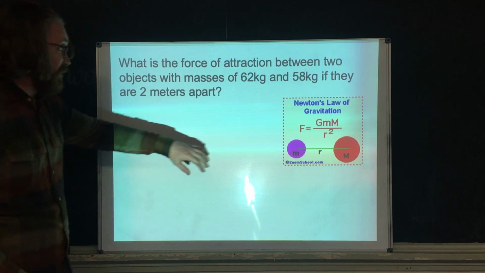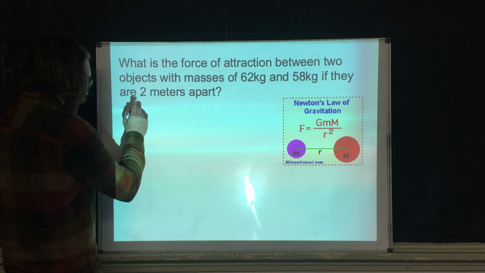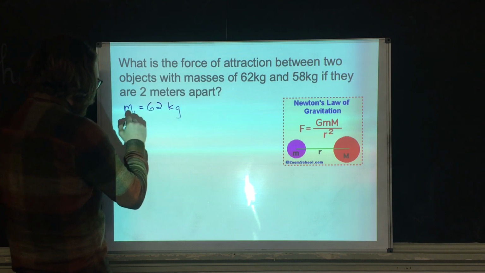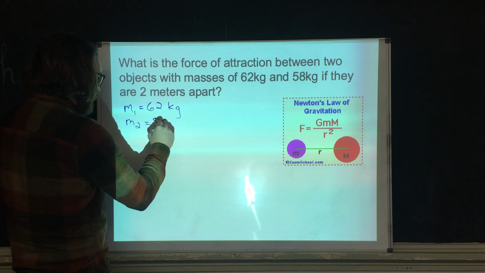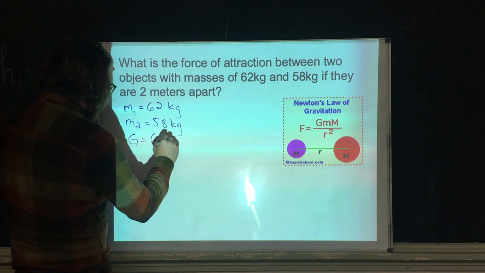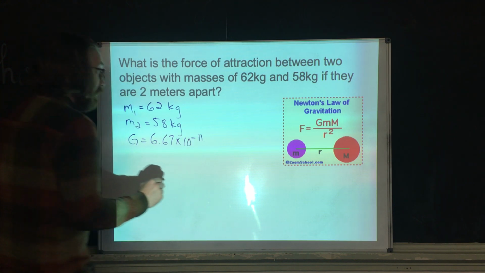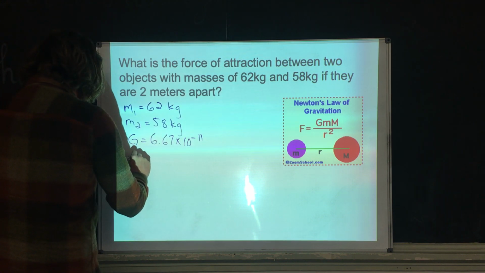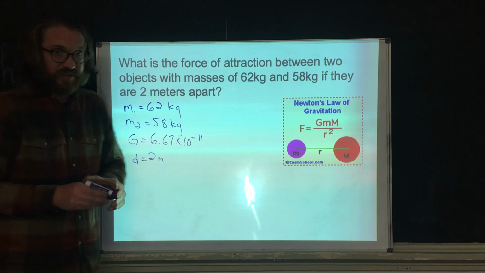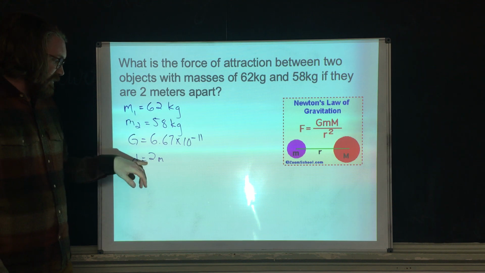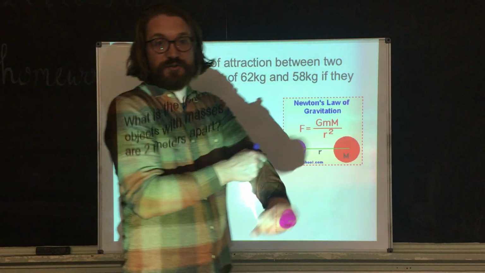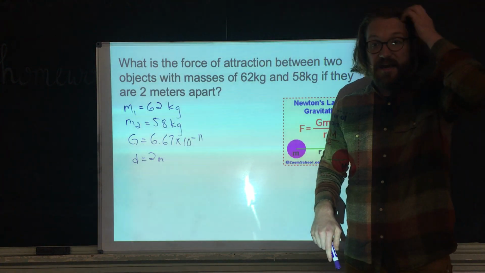We have the same equations. Again, we have our mass number 1 is equal to 62 kilograms. Our mass number 2 is equal to 58 kilograms. And big G is always 6.67 times 10 to the negative 11th. And our distance here is only 2 meters. So really this is two human beings standing about 6 feet away from each other, socially distanced. How much gravity do two human beings that are socially distanced have on one another?